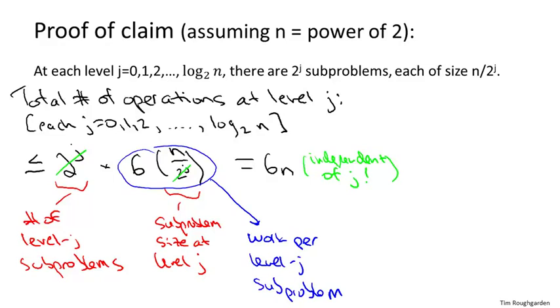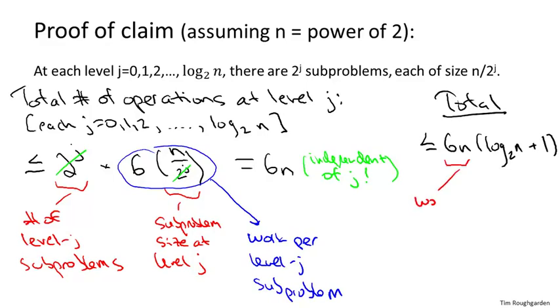Now, here's why that's so cool. We don't really care about the amount of work just at a given level. We care about the amount of work that merge sort does at any level. But if we have a bound on the amount of work at a level which is independent of the level, then our overall bound is really easy. We just take the number of levels, and we know what that is. It's exactly log base 2 of n plus 1. Remember, the levels are 0 through log base 2 of n inclusive. And then we have an upper bound 6n for each of those log n plus 1 levels.